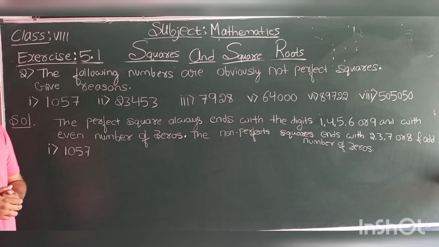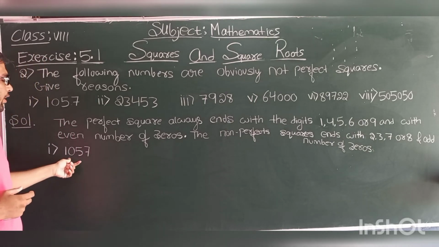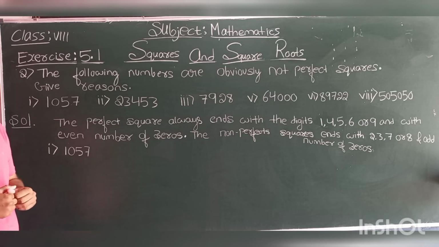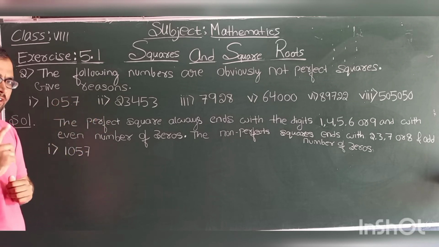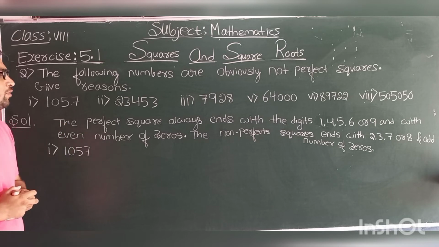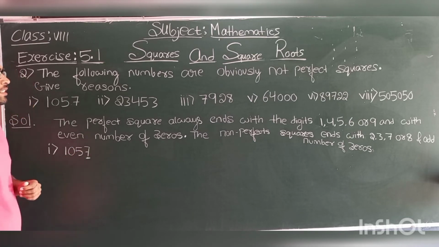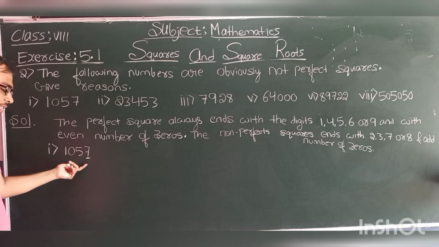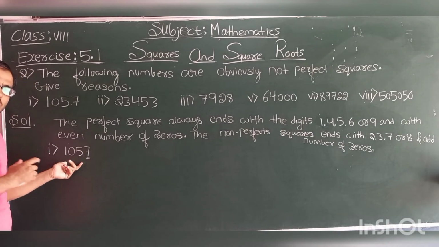Students, now let us solve the first question. Okay, so what have they given? 1057. And what do we need to do? This is a non-perfect square and we need to give the reason why it is a non-perfect square. Look here. As I told you earlier, a perfect square always ends with 1, 4, 5, 6 or 9 and an even number of zeros. A non-perfect square ends with 2, 3, 7 or 8 and an odd number of zeros. Look here, students. This number is ending with 7. Because of this, the number is not a perfect square.